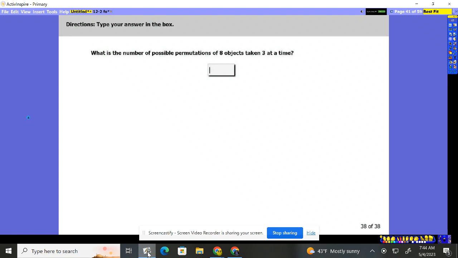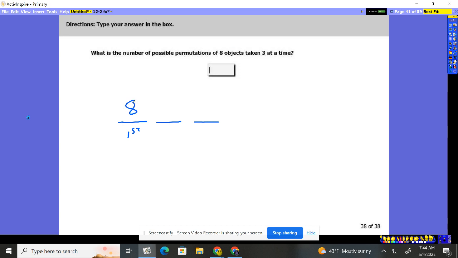It's saying we have 8 different objects or 8 people, and we want to take 3 of them. In other words, we want to put somebody in the first spot, somebody in the second spot, somebody in the third spot. That's what this means. Now, let's say we're putting somebody in the first spot. I have 8 people to pick from. So how many options do I have?